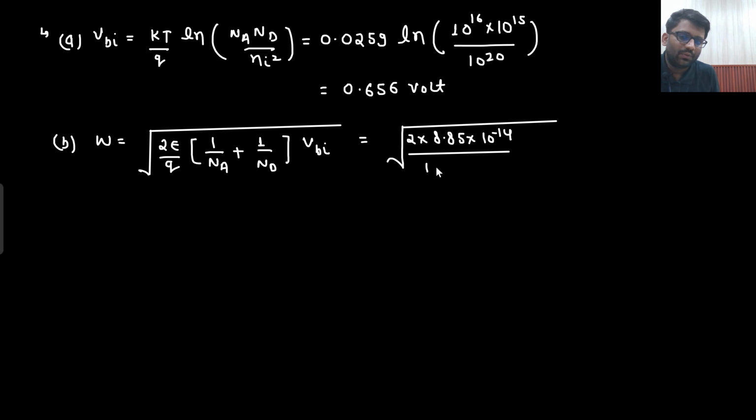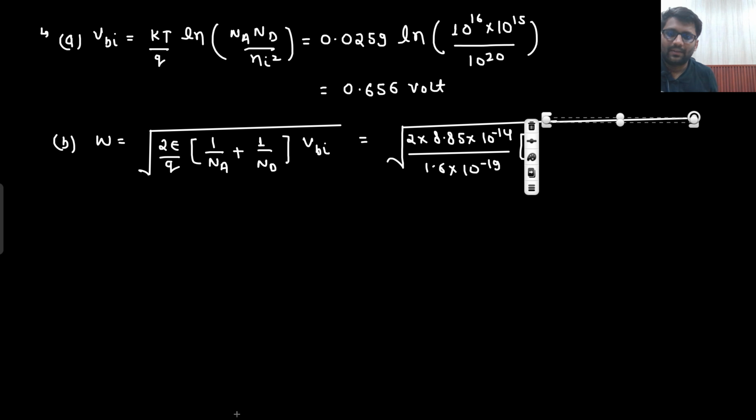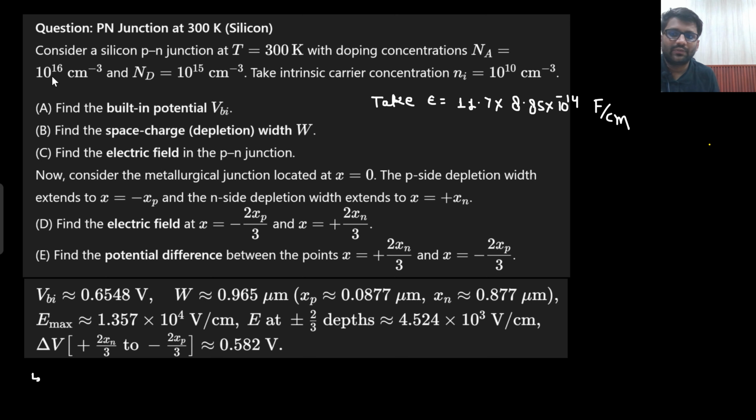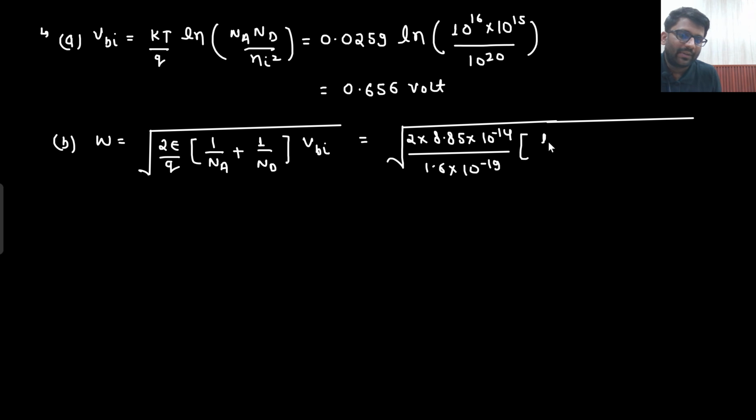What is Q? That is in coulomb, so I don't need to care about the coulomb. But wherever length comes into action, length will always be in centimeter. So what is the value of Na? Na is 1 by 10 to the power 16 per centimeter cube. So 1 by 10 to the power 16 plus 1 by 10 to the power 15, and built-in potential 0.656. Okay, so what would it become?